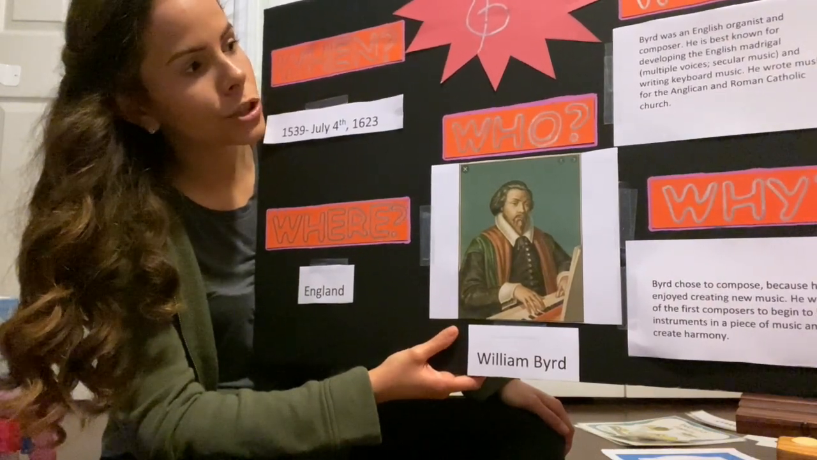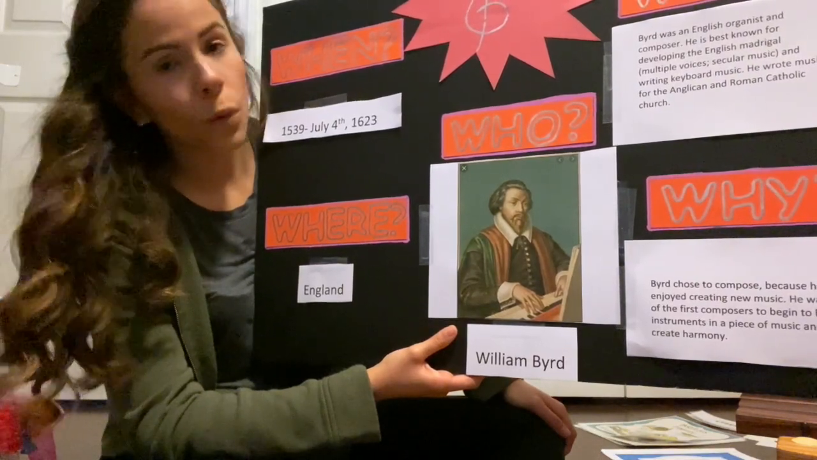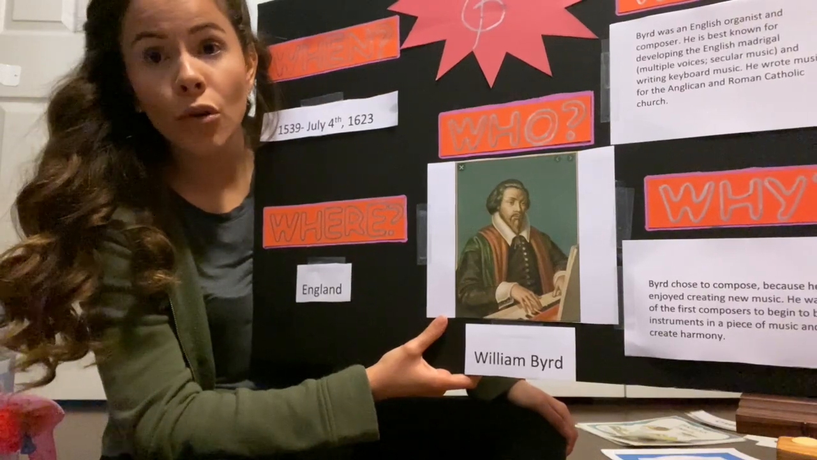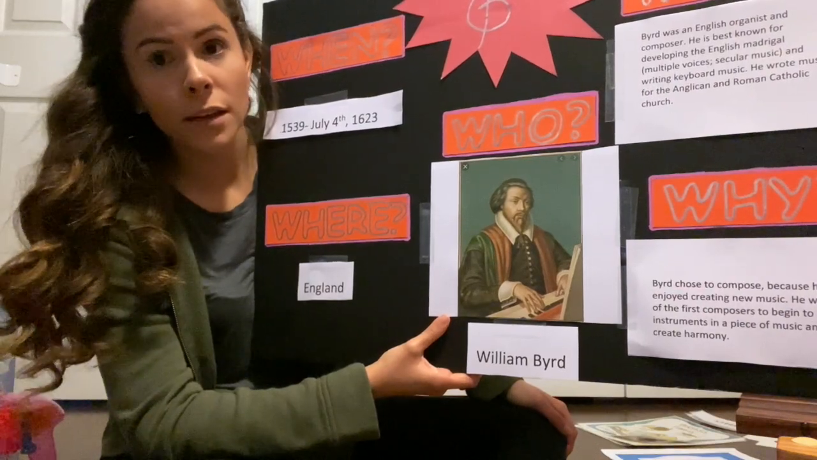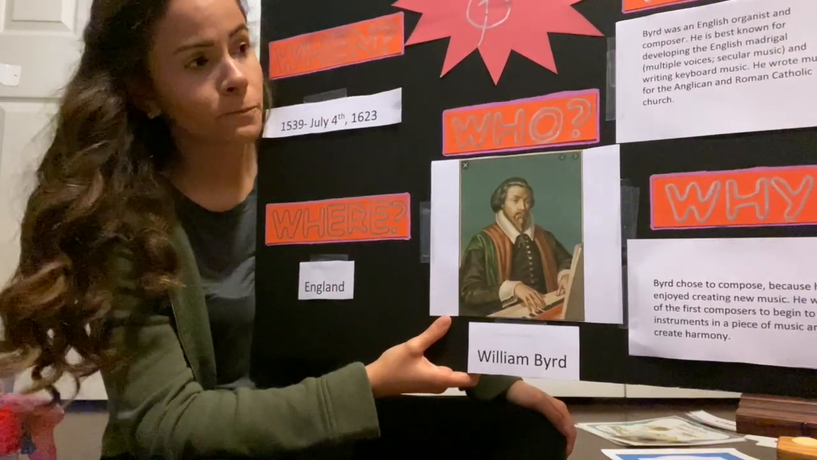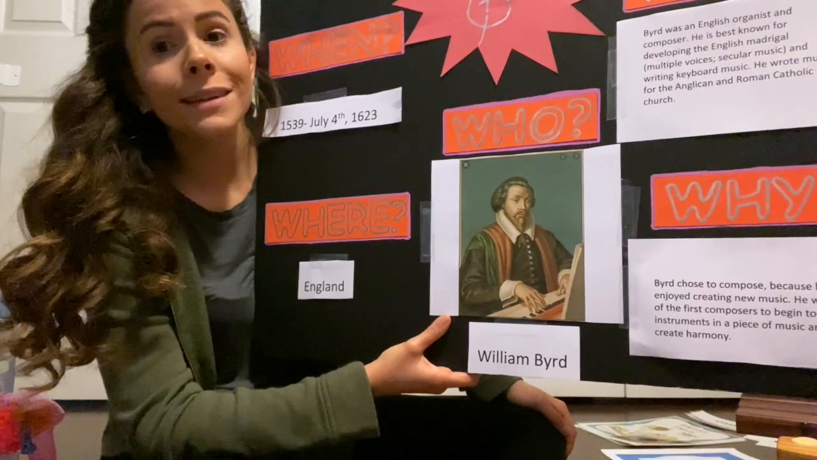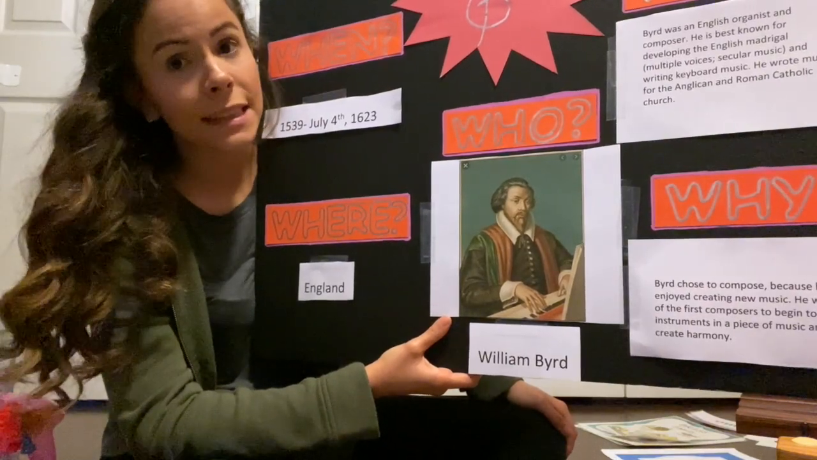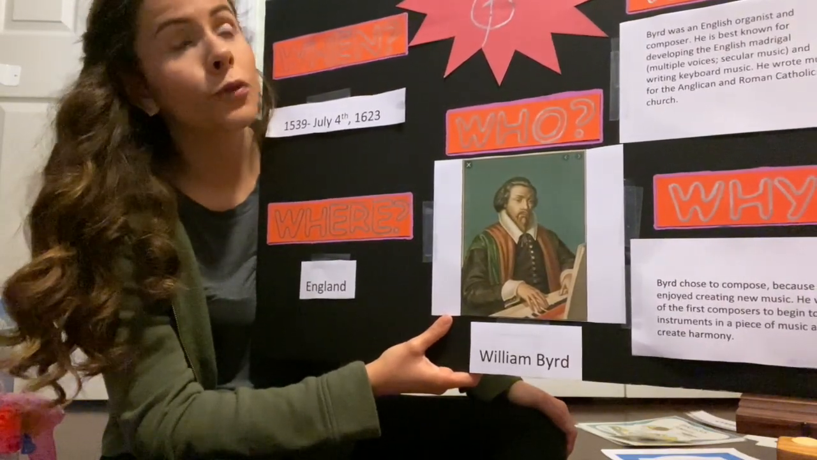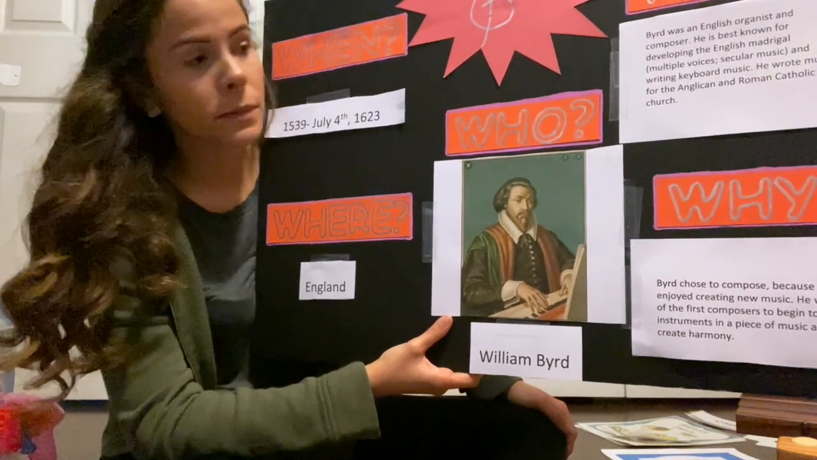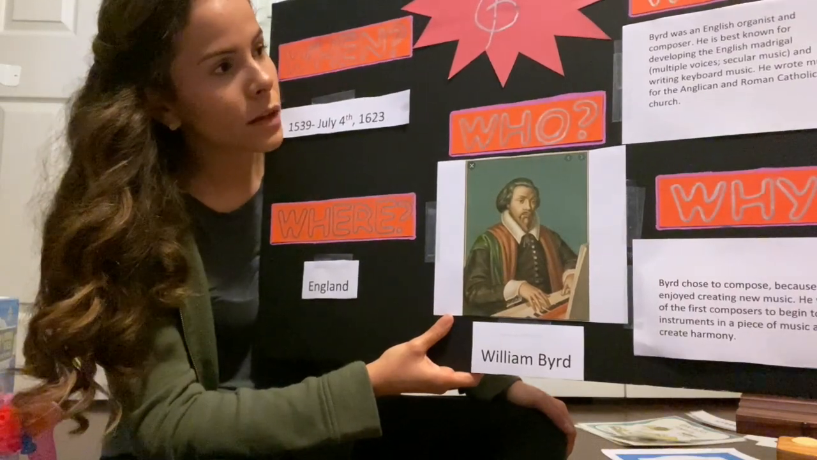He is best known for developing the English madrigal. A musical madrigal is multiple voices in secular music. Last week, we heard a lot of monophonic music, meaning there was one voice. And this time, you're going to start hearing the development of putting different voices together and not having them sing the same thing, having them sing different things, which is really cool and was not done frequently back then. So this was new for them. This definitely was not a common thing. So that's what a madrigal is.